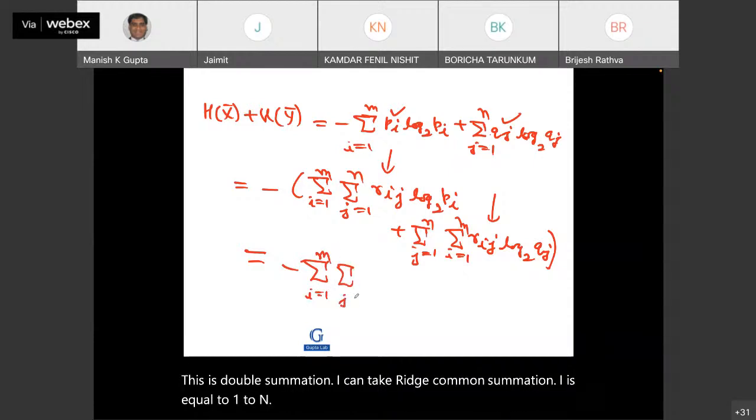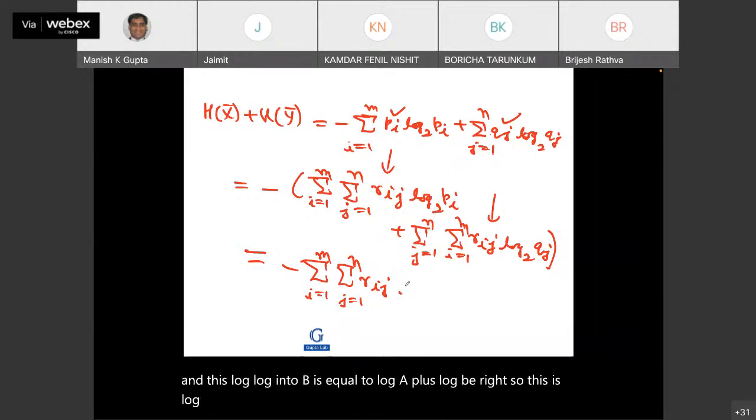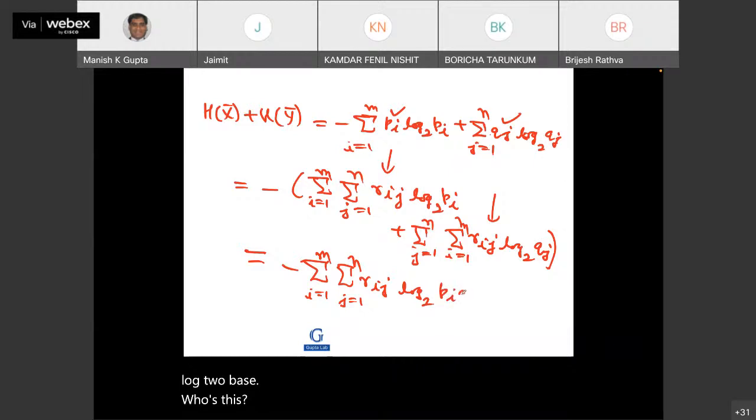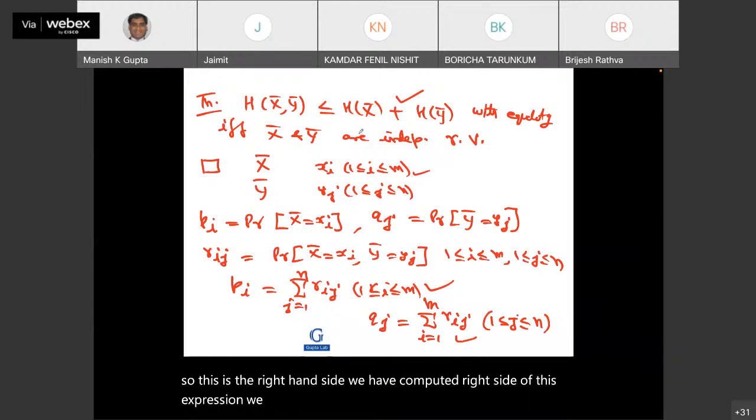Summation j is equal to 1 to n rij. And this log of a into b is equal to log a plus log b, right? So this is log base 2 of pi into qj, right? This quantity. Okay. So the right side of this expression we have computed like this.